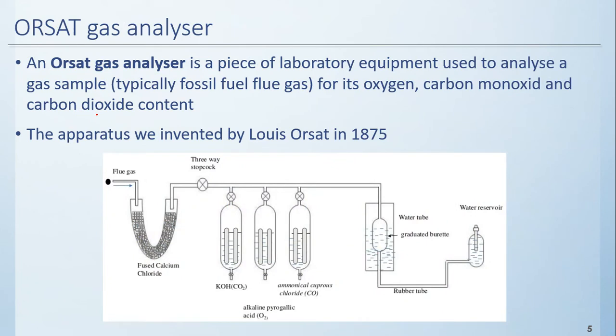Now the second instrument used for measuring air pollution is your ORSAT gas analyzer. This one is a bulky, heavy instrument. The ORSAT gas analyzer is used for measuring gas samples like fossil fuel flue gases.